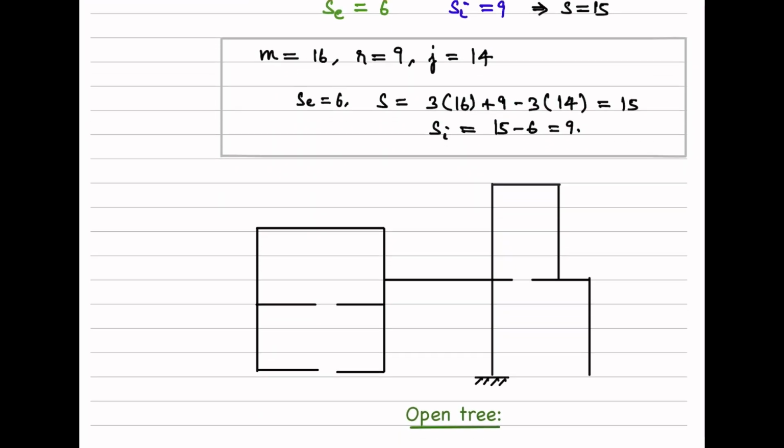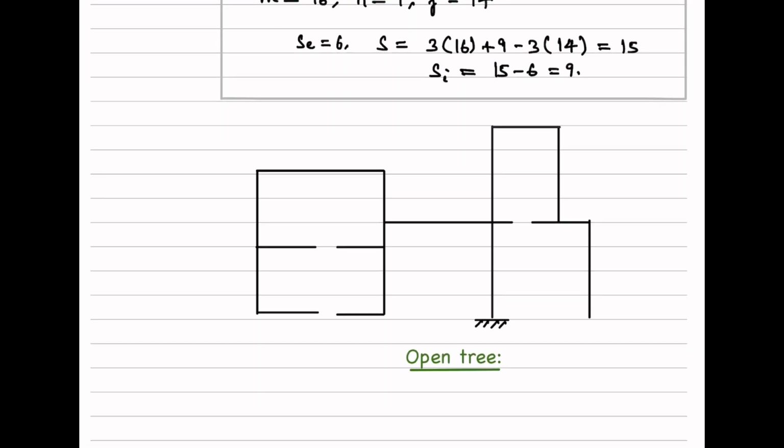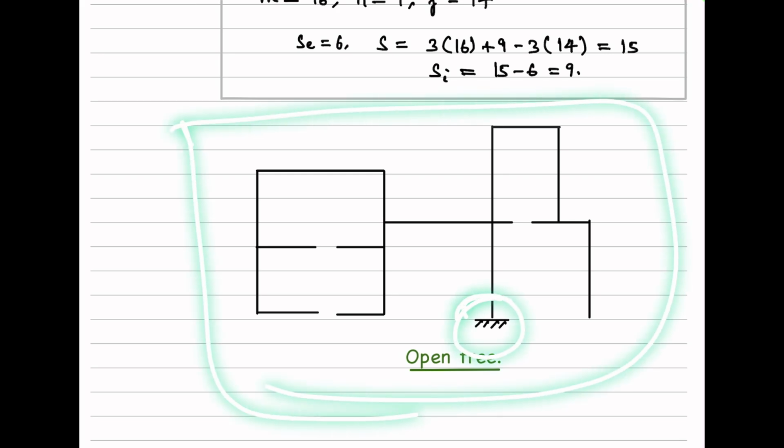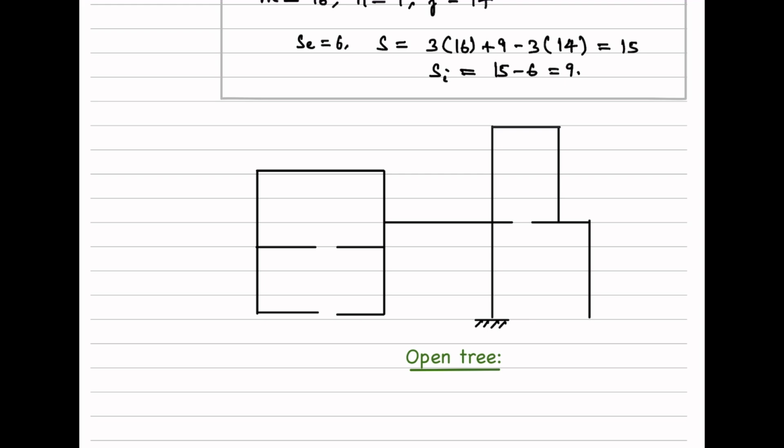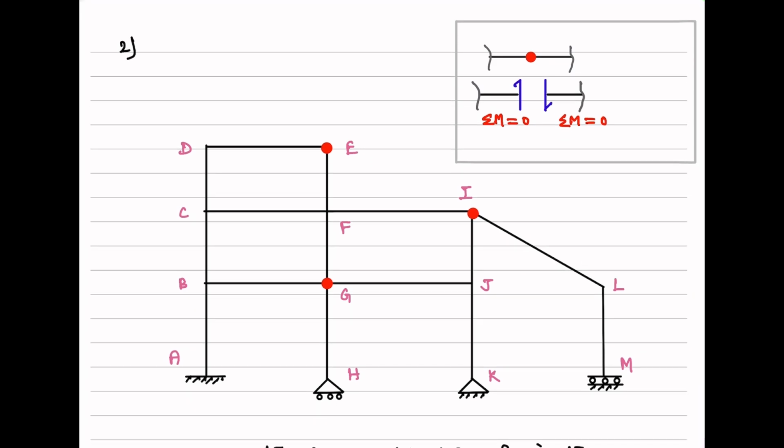The wonderful tree we produced is here. You can see that it stands on its own leg, and all of its arms are open. So this is fine. Let's move on to the next problem.